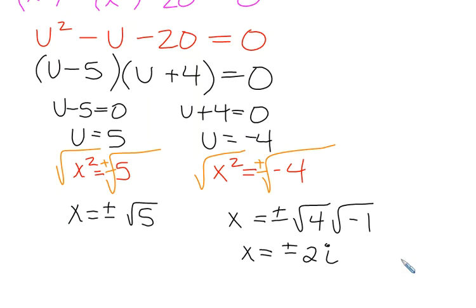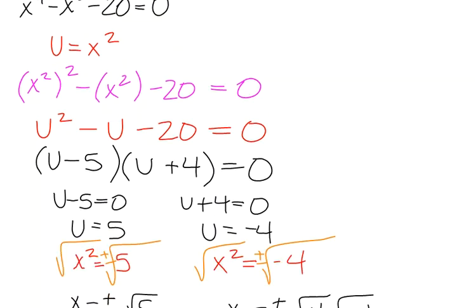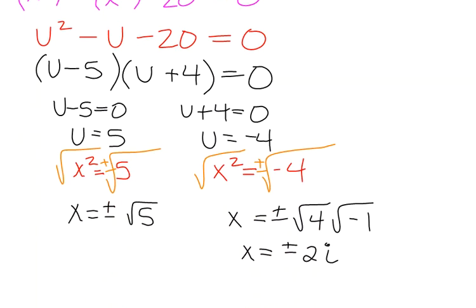Now, a couple notes here worth mentioning and certainly worth considering. Let's look at the original equation. So our original equation, x to the fourth equals x squared plus 20. We would want to check our answers and ensure that they work. In this case, we're just going to highlight these answers here. But make sure you check to see if they work. Plug them back in. In this equation, they'll be okay. In some other equations, they might not be okay.